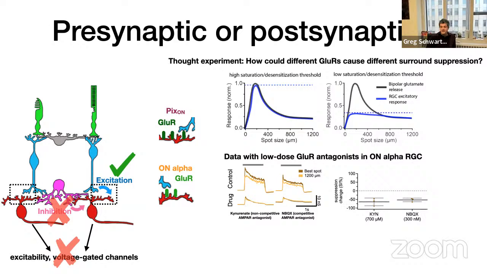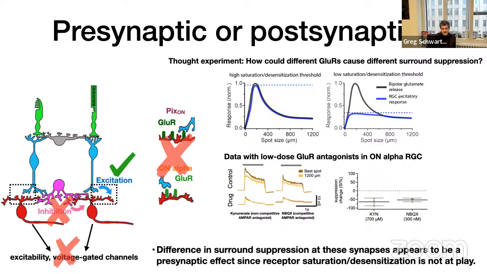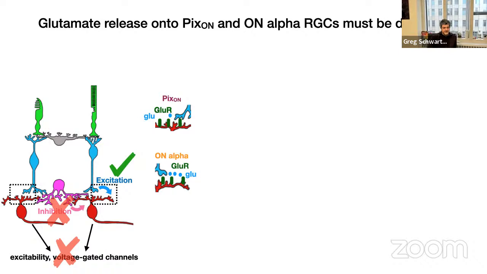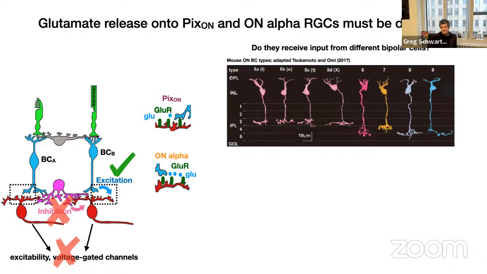So we can conclude then that the differences in surround suppression at these synapses appear to be a presynaptic effect. So receptor saturation or desensitization is not at play. So we can put our next X on the board, which means now we're at this situation, where we have the same receptors, but we have different glutamate release onto the two ganglion cells. That's fine because we know there's different bipolar cells in the retina, right? The easiest way to explain this is that these ganglion cells get different bipolar cell inputs.